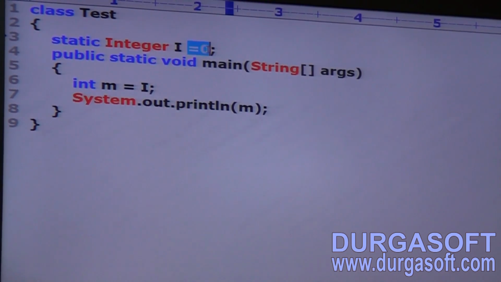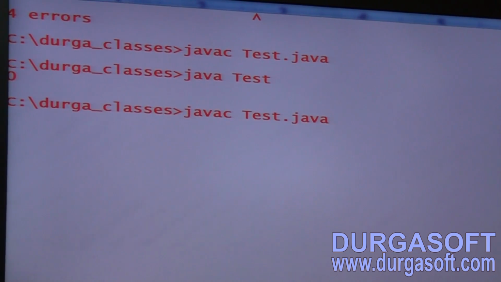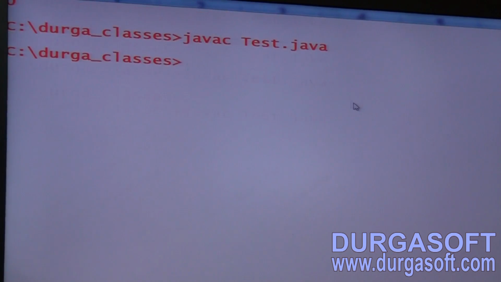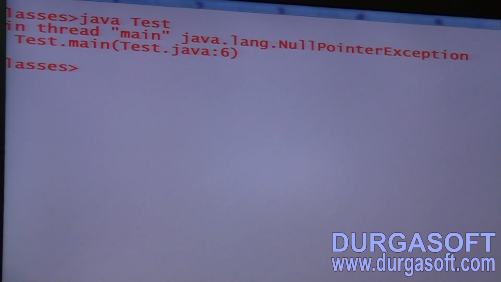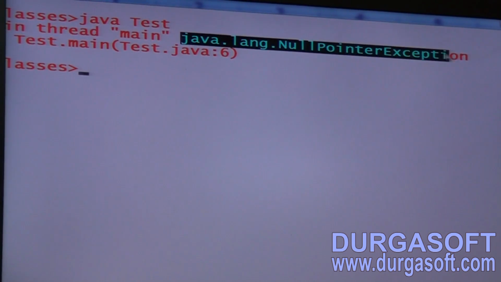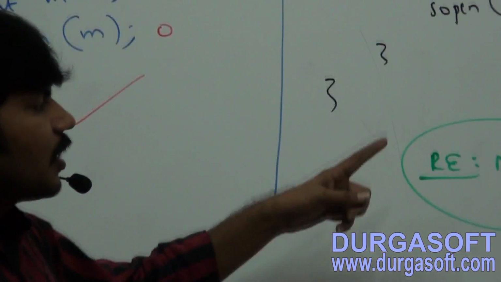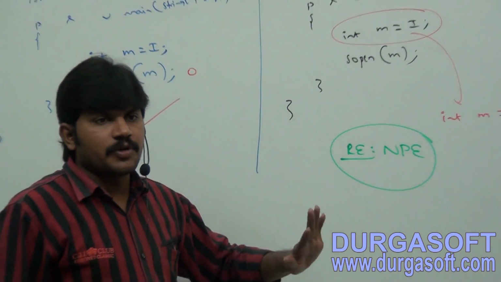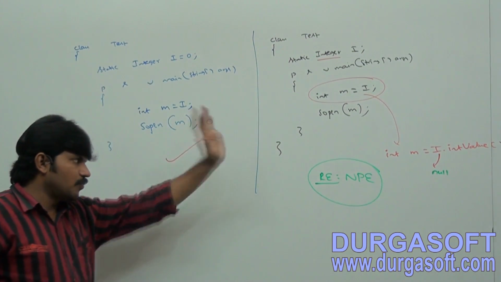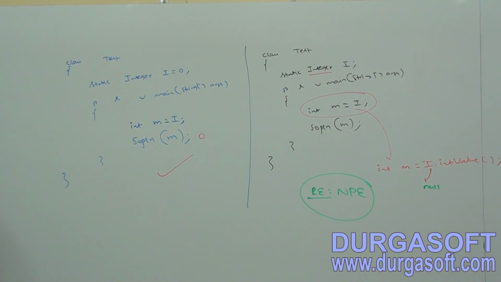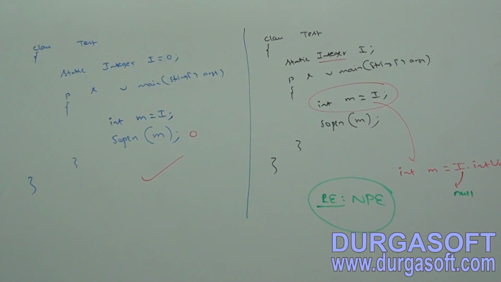Now let me remove this part. If I remove this part, what is the answer by default? Yes, NullPointerException. Any explanation required about this one? On the null reference, if we try to perform auto unboxing, we get NullPointerException. Add example 2, take both side by side.